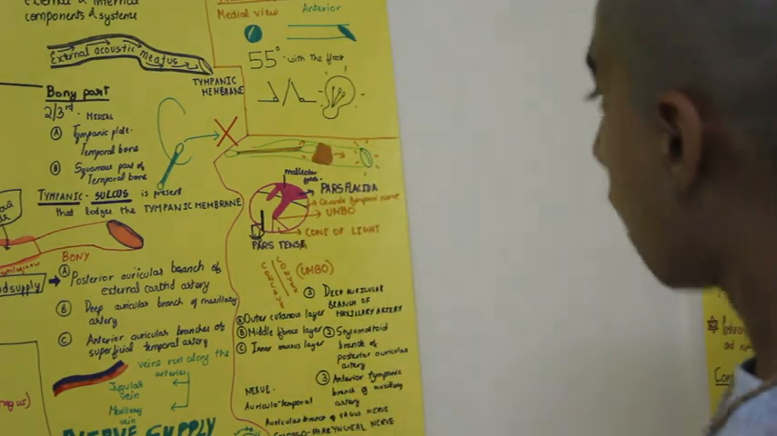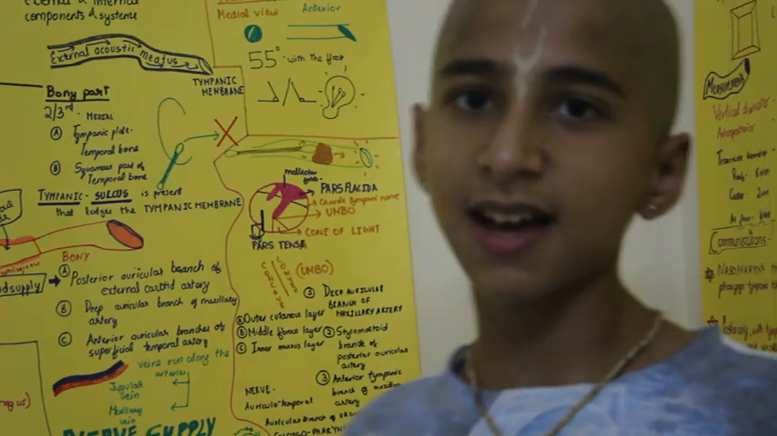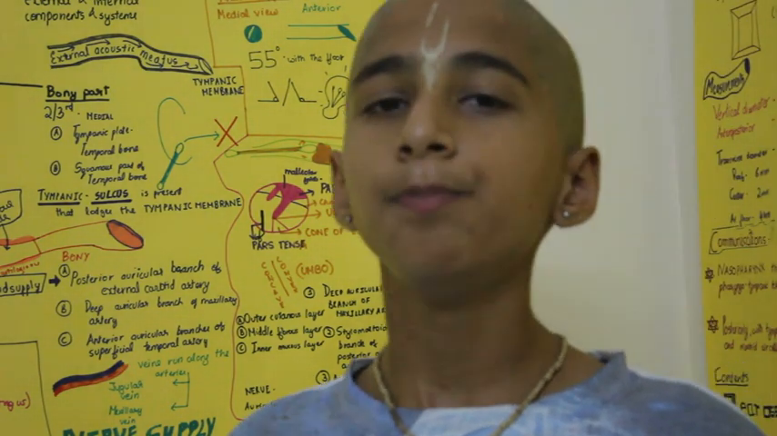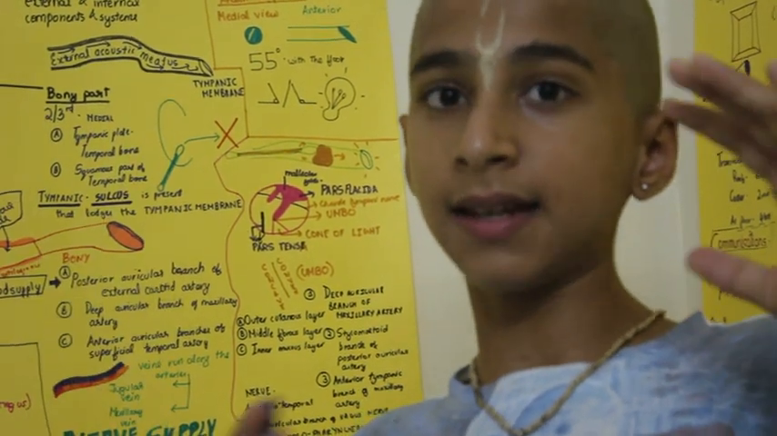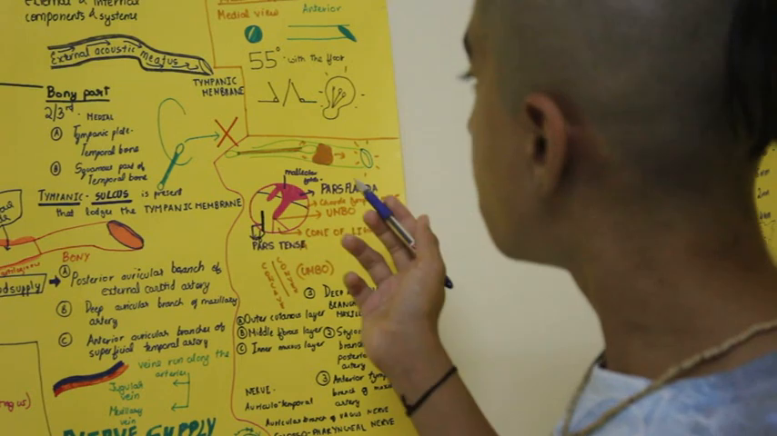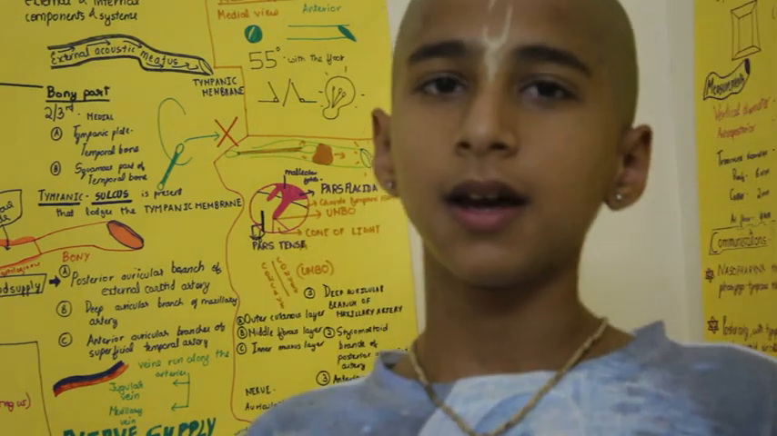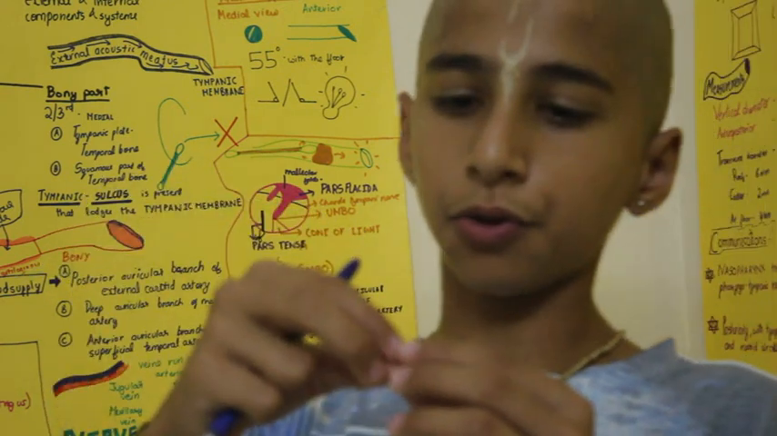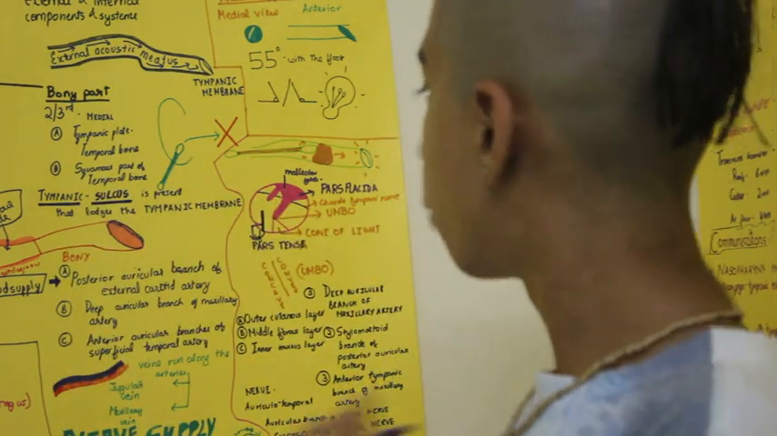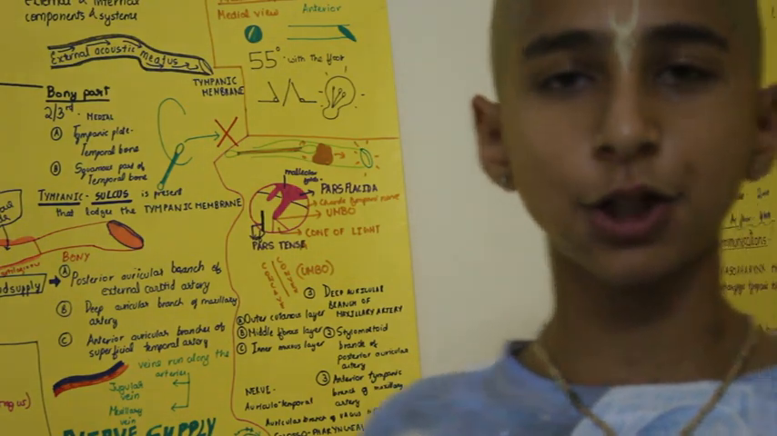Pars tensa is a larger portion, whereas pars flaccida is a smaller portion. Pars tensa is taut, whereas the pars flaccida is a little bit lax, and it is also having the limb of the bone malleus. We have 3 ear ossicles. I shall explain the complete anatomy of these ossicles in our next video.